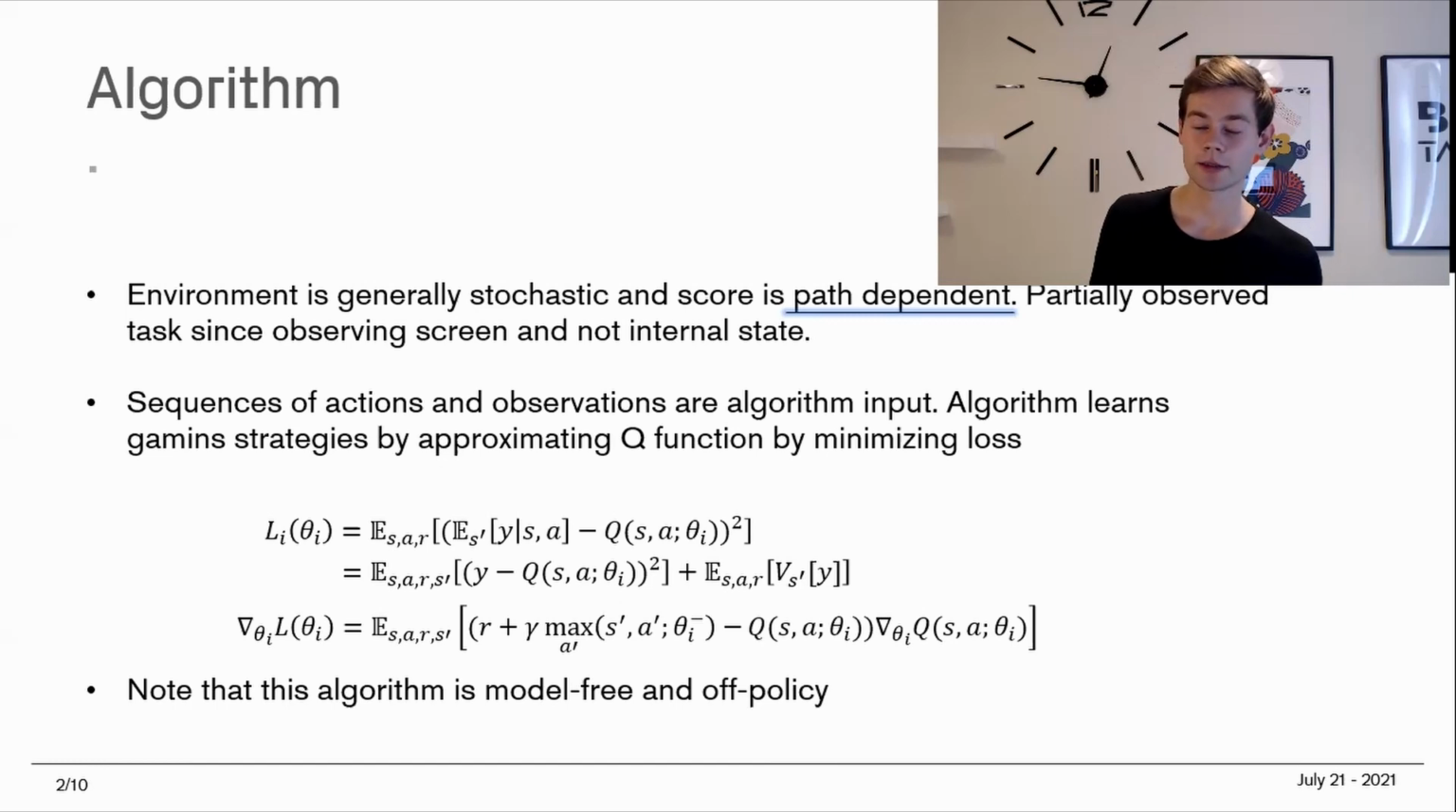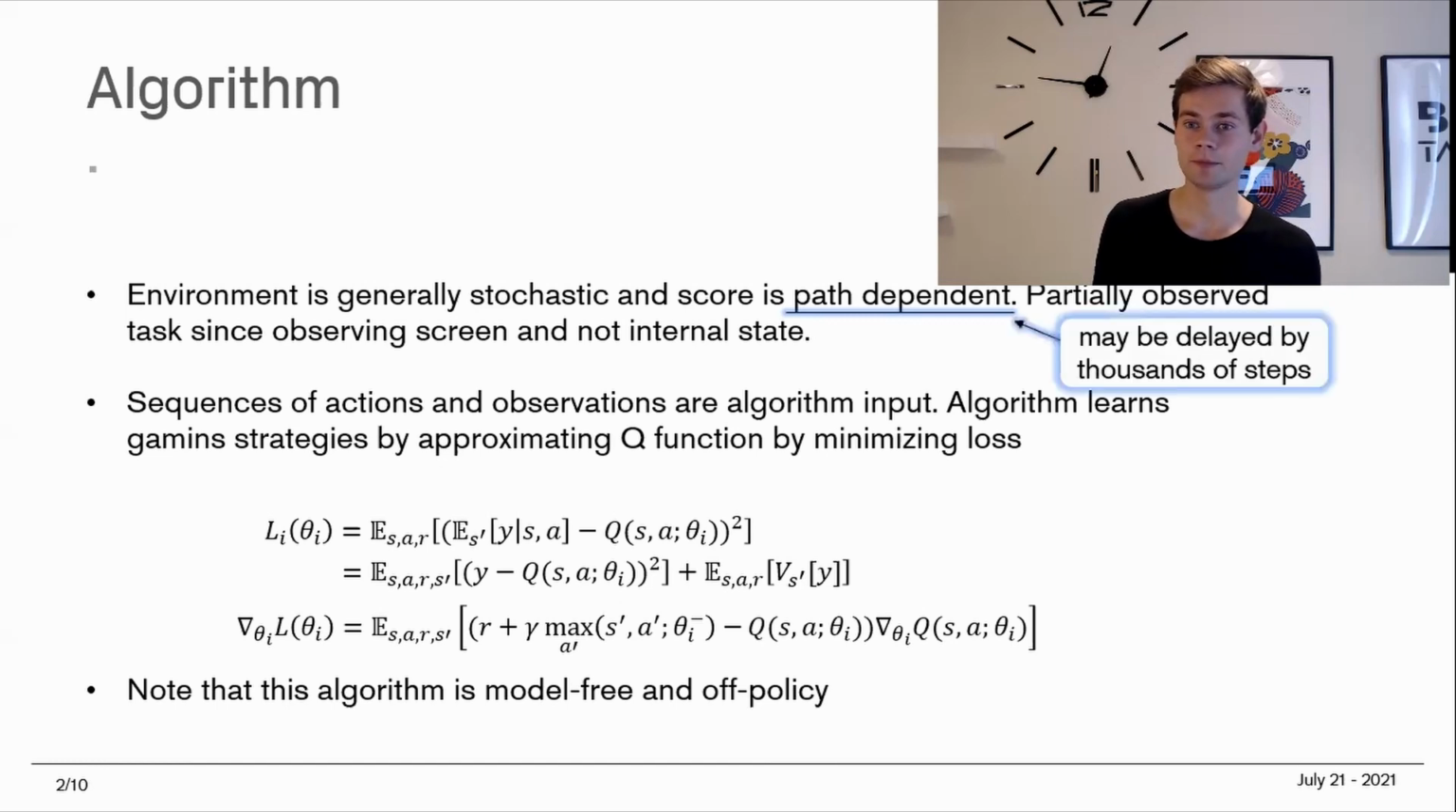So this is an example of a path-dependent problem, and the rewards of these path-dependent problems may be delayed by thousands of steps as well. So there may be very delayed rewards in some of these games, and that needs to be taken into account by the model. As a result, sequences of actions and observations are used as algorithm inputs, and the algorithm learns gaming strategies by approximating the Q function of these actions, and it does so by minimizing the loss function, which is displayed here.